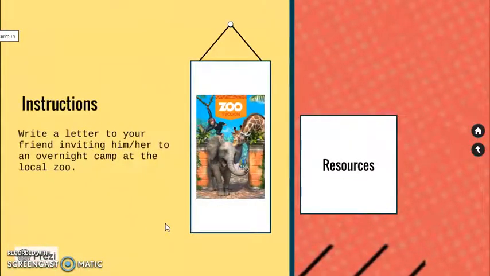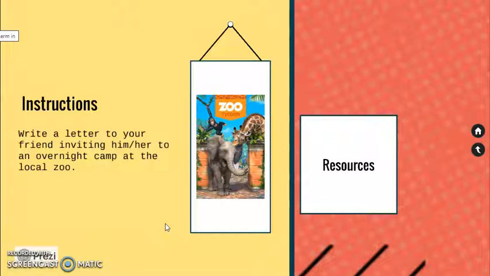My second center is the writing center. The objectives are students will apply rules of grammar when writing and use a variety of spelling resources to support correct spelling. Now, the instructions are students will have to write a letter to their friend inviting him or her to an overnight camp at the local zoo, just like in the book.